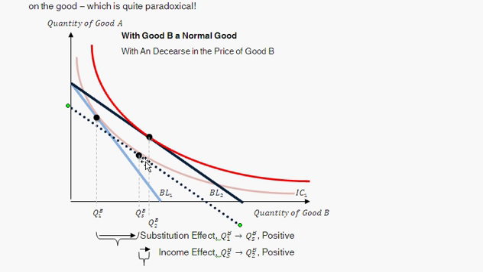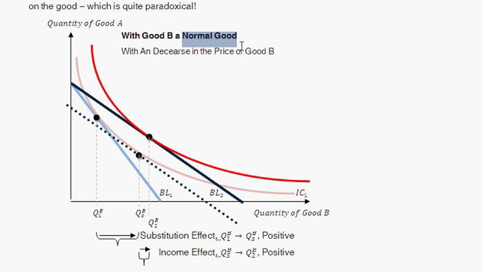So going from this point right here to this point right here, it's all income effect. You can see the relative prices are identical. The only thing we've changed here is the indifference curve that this person's on. So the effect from QBS to QB2 is all income effect, which is positive.